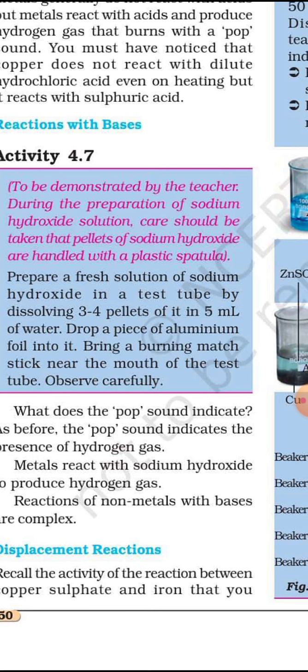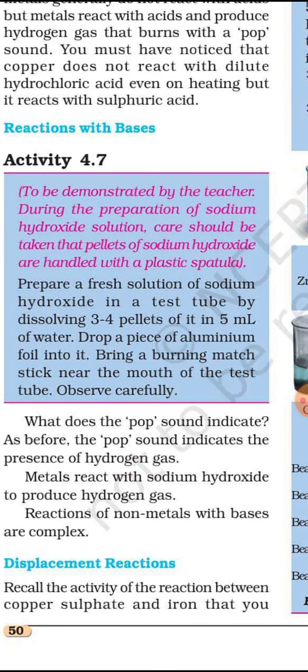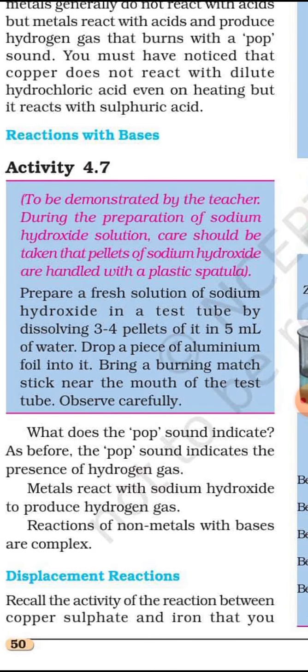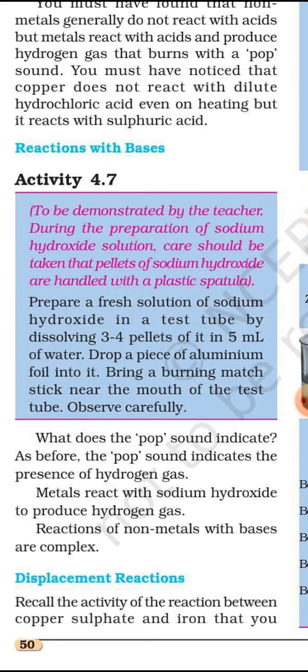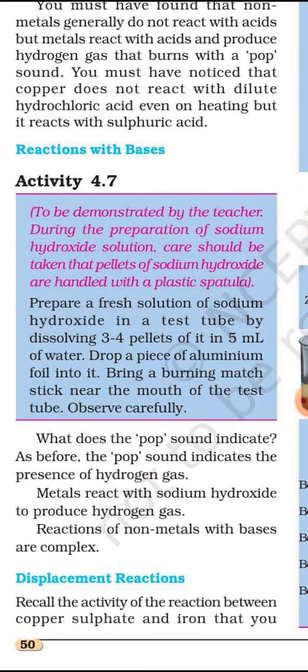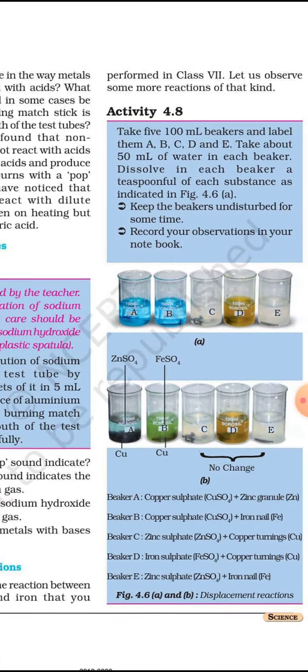After that, we dissolve 3 to 4 pellets of it in 5 ml of water. Drop a piece of aluminium foil into it. Then, as we did with acid, we bring a burning matchstick near the mouth of the test tube. Here also a pop sound is heard. As before, the pop sound indicates the presence of hydrogen gas; metals react with sodium hydroxide to produce hydrogen gas. Reactions of non-metals with bases are somewhat complex.